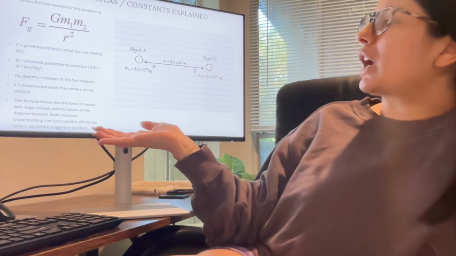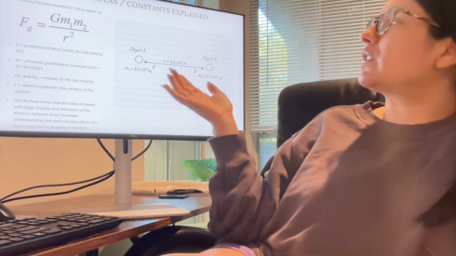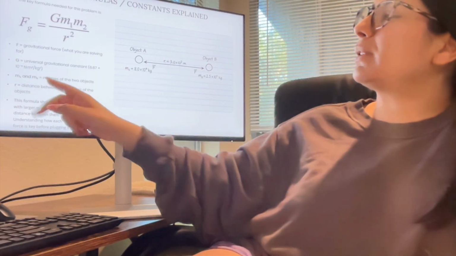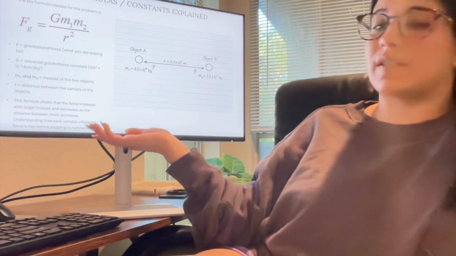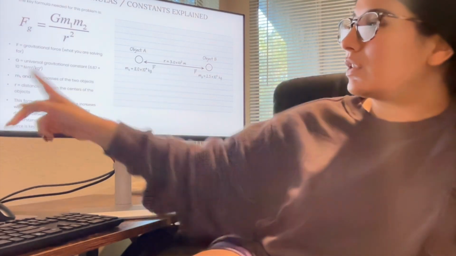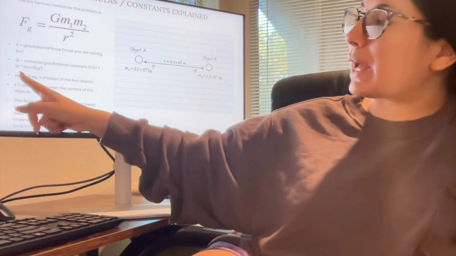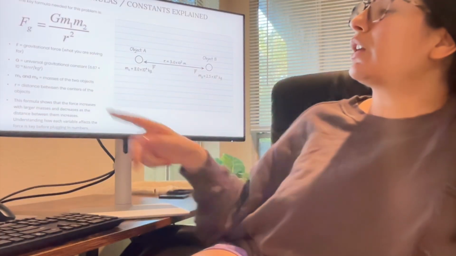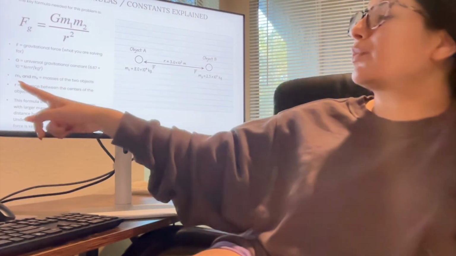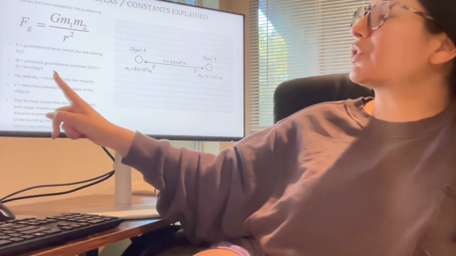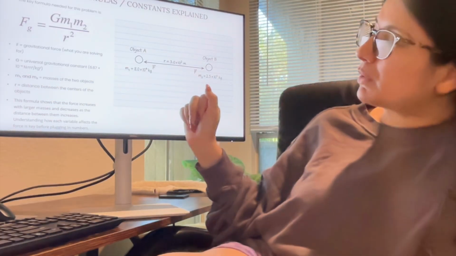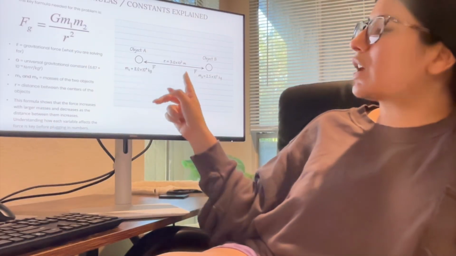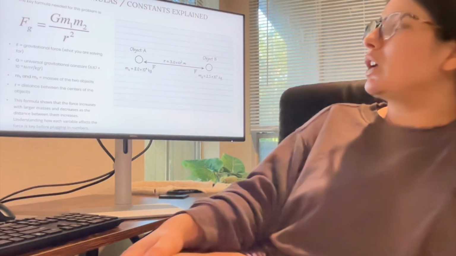I kind of just explained all these constants, what they mean, but F being the gravitational force, G being the universal gravitational constant, which is 6.67 times 10 to the negative 11th power newtons times meters squared divided by kilograms squared. And then M1 and M2, those are the masses of the two objects in the formula. And then R equals the distance between the centers of the objects, and it's going to be squared.